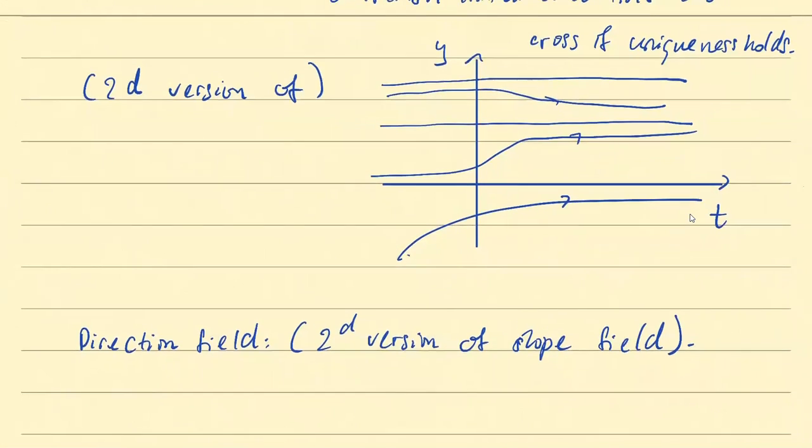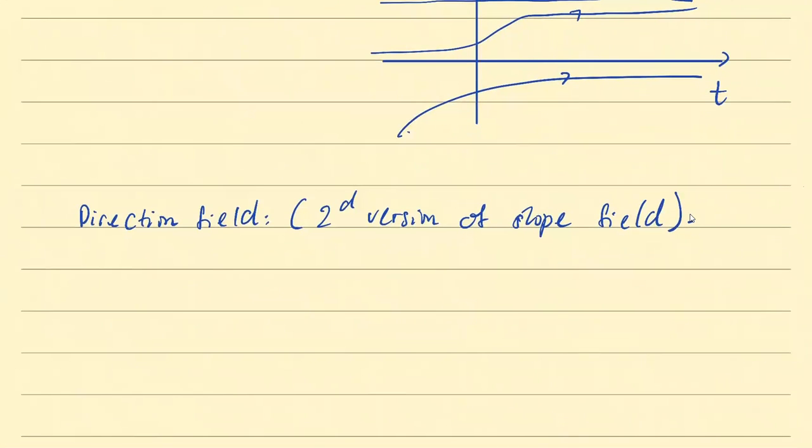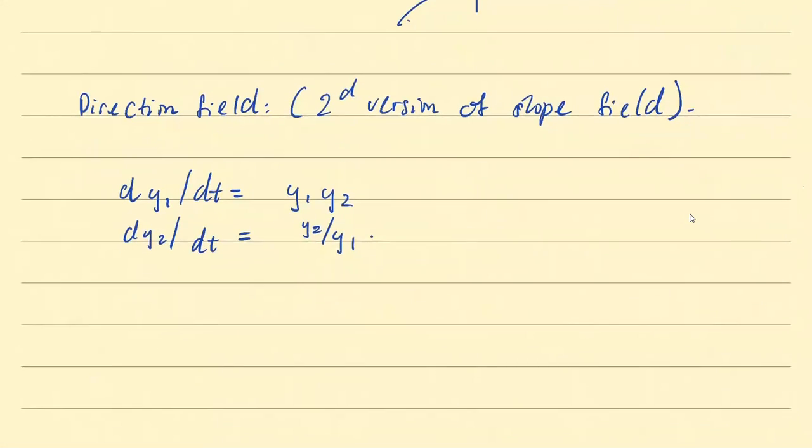So the direction field works the same way. Remember, for example, let's say dy1/dt is y1 times y2, just to make it easy. Let's say dy2/dt is y2 over y1. Not that these are nice or anything, I'm just throwing out some example in terms of direction field. Or sorry, I think they call it vector field. I don't know, vector field, direction field.